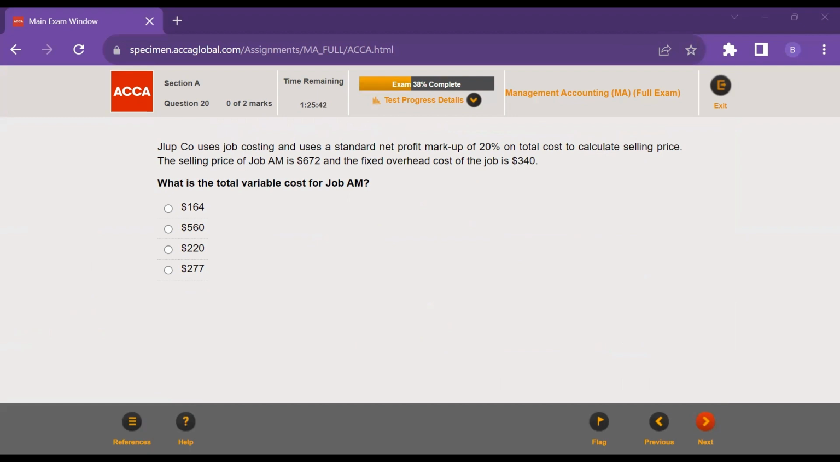So we see over here that our selling price is 672, right? And then we have a markup of 20%. So we are already given over here that 672 is our selling price, and this includes a markup of 20%. So I can say that my cost is nothing but 672 divided by 1.2. And if I find this, this will come out to be 560.